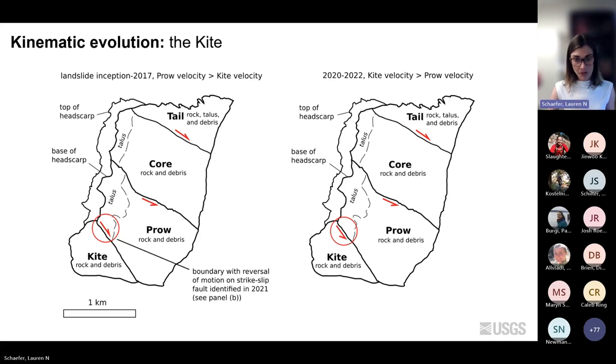However, in our period of surveillance, we've seen that the kite has been moving faster than the prow, and so the sense of motion has been reversed. This is a kinematic reversal. This is quite interesting because these strike slip faults are zones of weakness, and this is telling us that they can change as a function of how kinematic elements respond to glacier retreat, or just time and evolution of the landslide and potential other environmental conditions.